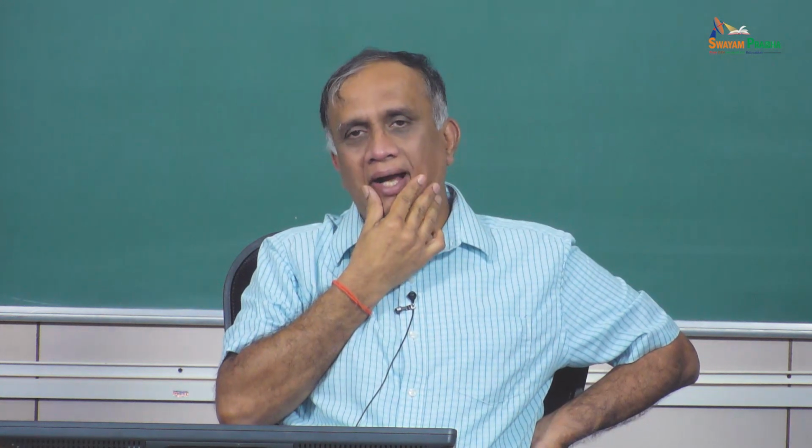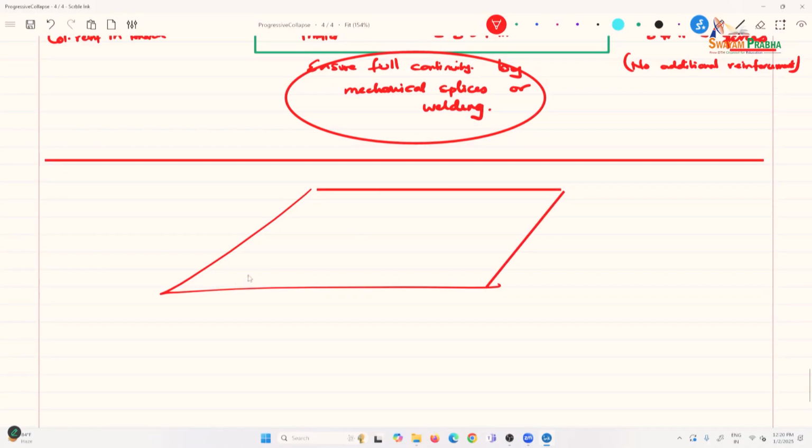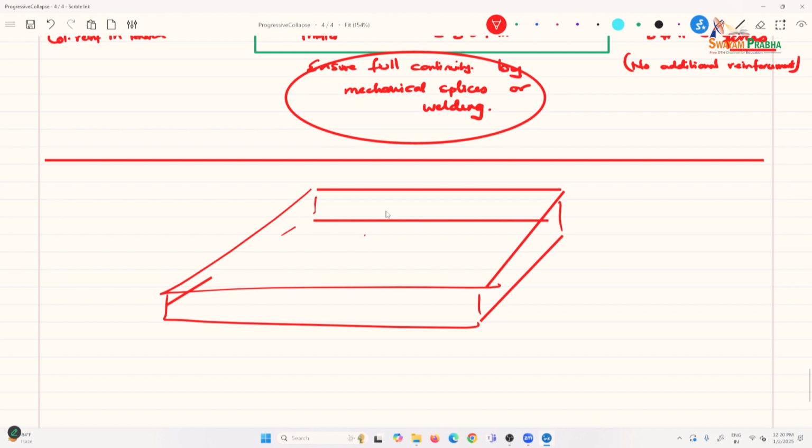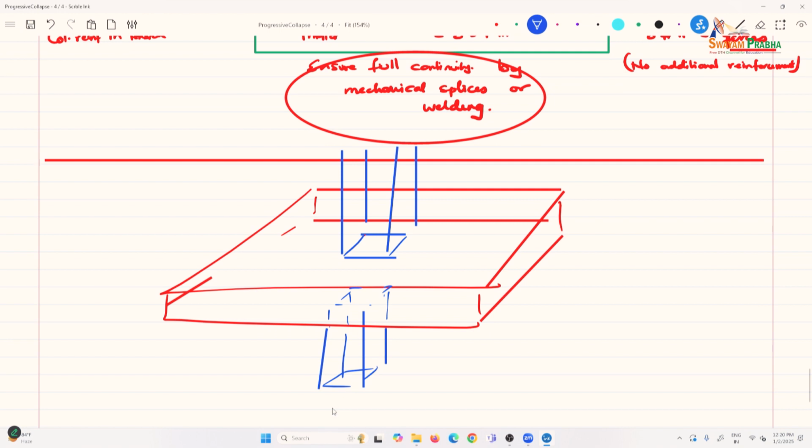If you're having an existing slab already, and I know, for example, let's say this is your slab, and then you have columns in between. So you can add the ties are in tension.